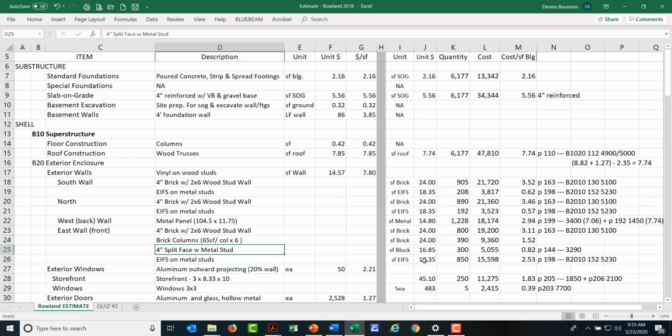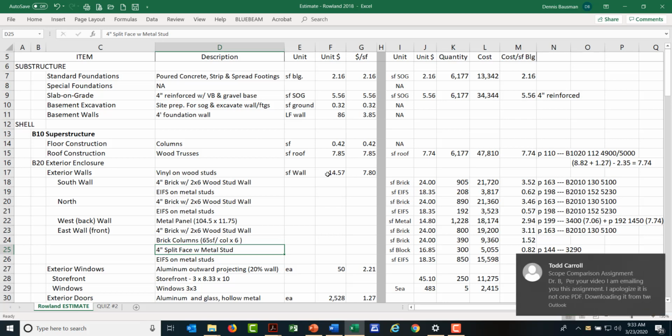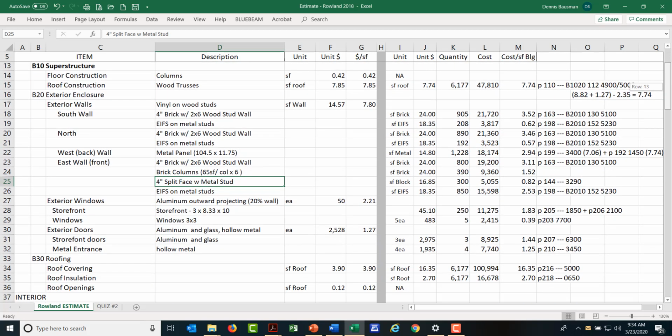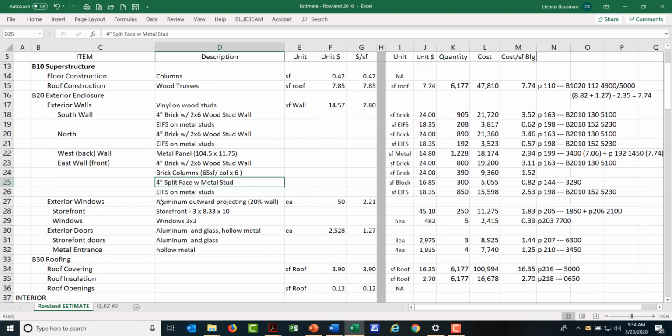The philosophy is the same that we went through on the floor construction for the superstructure. All we're doing is saying, nope, that's not any good. This unit price and the type of material. What we have now is this. Okay? Now you go down to windows and you have a similar problem.